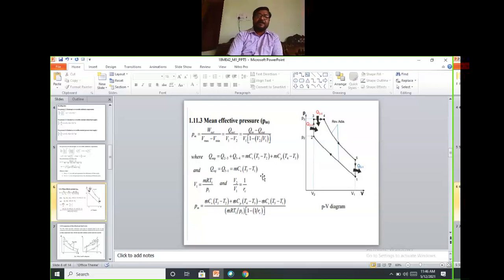Okay. That is the mean effective pressure, as we all know: W net divided by V max minus V min. W net is Q net, which is Q supply minus Q rejection. Taking V1 out, it becomes V1 times (1 minus V2 by V1). By substituting all the things, you'll get the mean effective pressure.